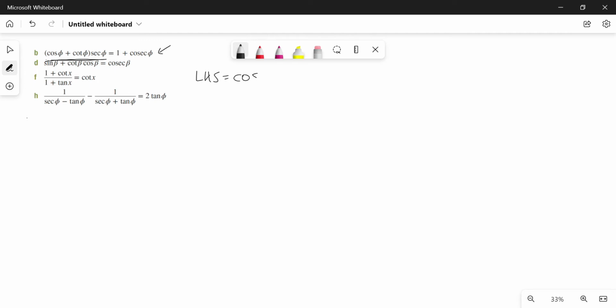So if I multiply cos phi by sec phi and cot phi by sec phi, there we go. So I'm just multiplying that by that and that by that, expanding out the brackets there. So what do I get? Well, I've got a cos phi and sec. Remember, sec is 1 on cos. Oh, that's nice. So I have 1 on cos phi.